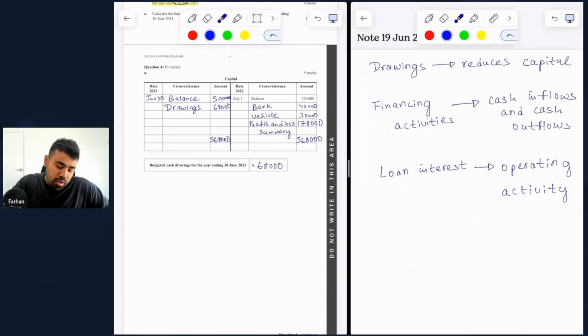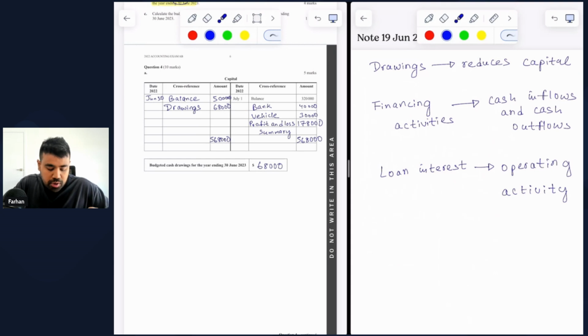Then we also know that the owner contributed a vehicle which has a fair value of $30,000. So fair value of $30,000 is what we will be recording this asset at. This asset is an investment into the business. And because this is an investment, it increases the capital, the owner's equity in the business. And when capital goes up, we credit it. And that is what's essentially happening here.